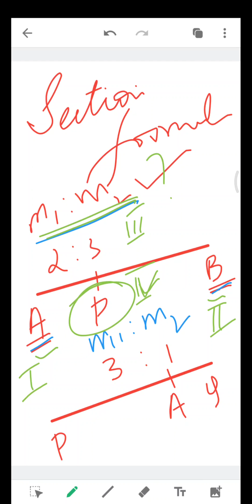Any one can be missing, and we can find that missing one very easily by using the section formula. So today, in the first question, we found the point, that is, we found the 4th one. The ratio was given, and A and B were given.